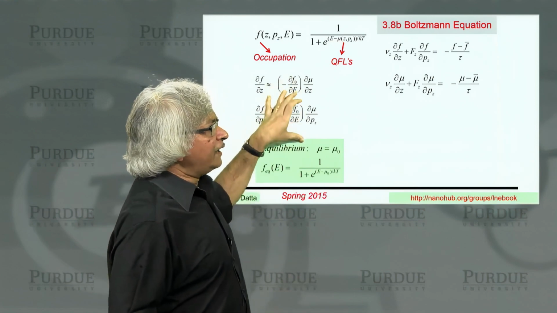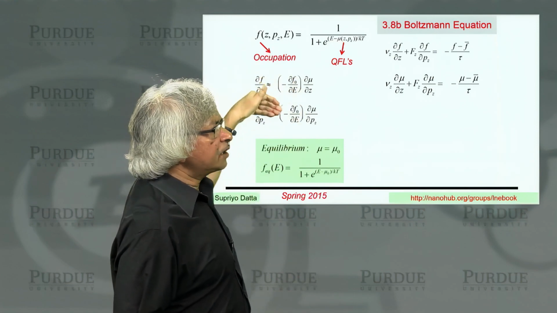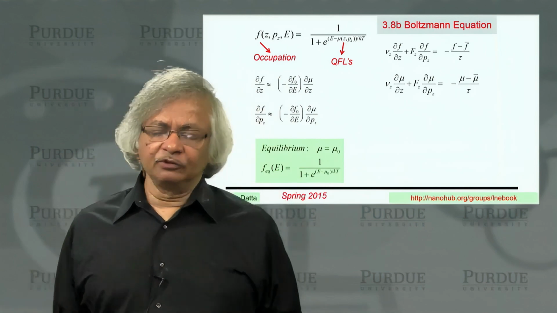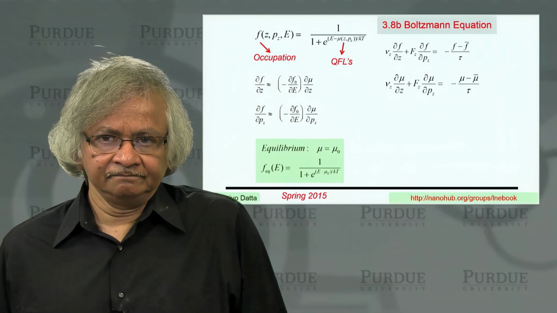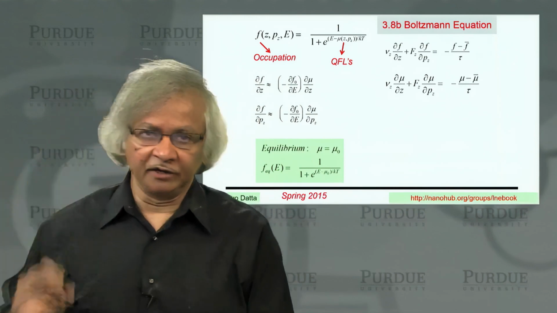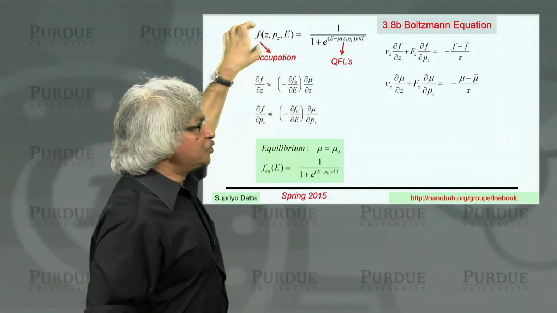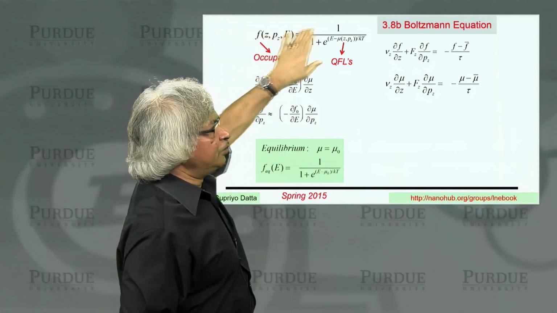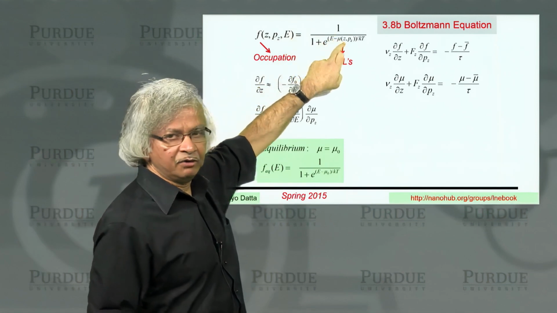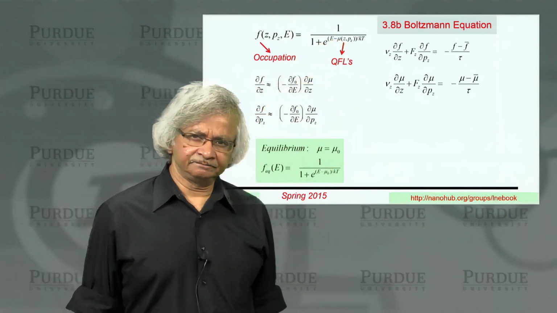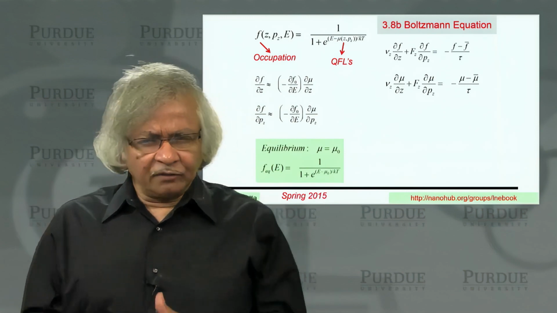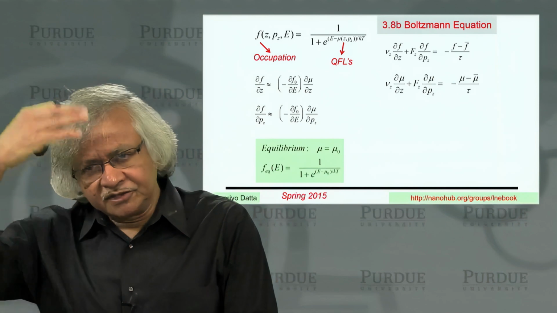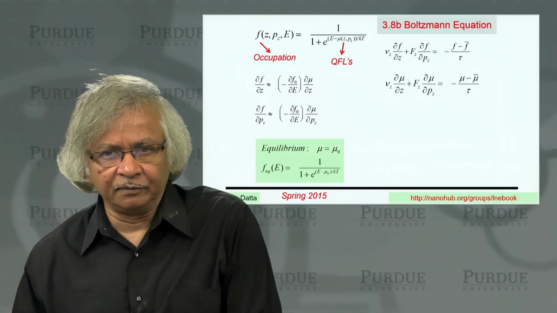Now, when does this work? Usually in devices, if the applied voltage is small compared to kT, compared to the thermal broadening, then usually this assumption that out of equilibrium F looks like a Fermi function with varying mu is a good assumption. Now, if the applied voltage is larger, then that's not necessarily true. The distribution in energy may not look like a Fermi function.